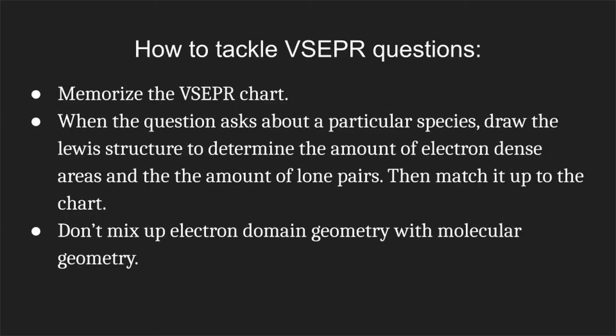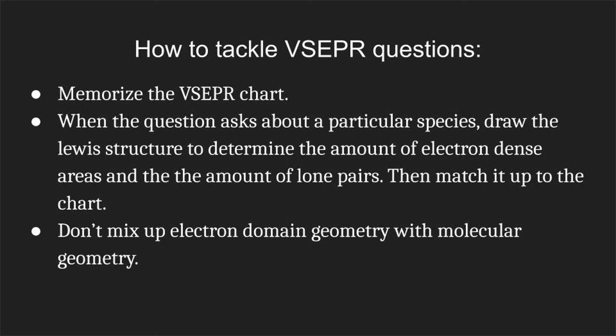So now that we know all of the shapes, how do we actually tackle a VSEPR question? The first thing you have to do is memorize the chart. Now I know I didn't actually give a chart form here, but if you just Google VSEPR chart, you'll get millions of them that are good. And you need to not only know the shapes, but the bond angles when there are no lone pairs. And then know that when there are lone pairs, the bond angle will be less than that number.